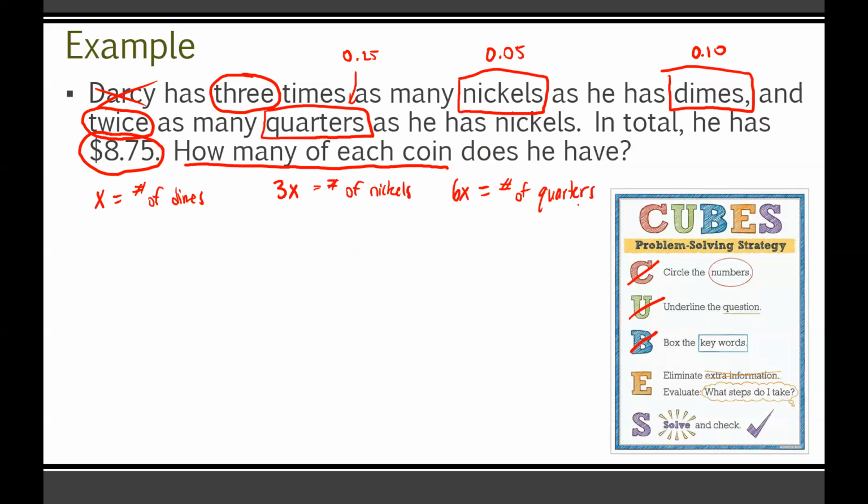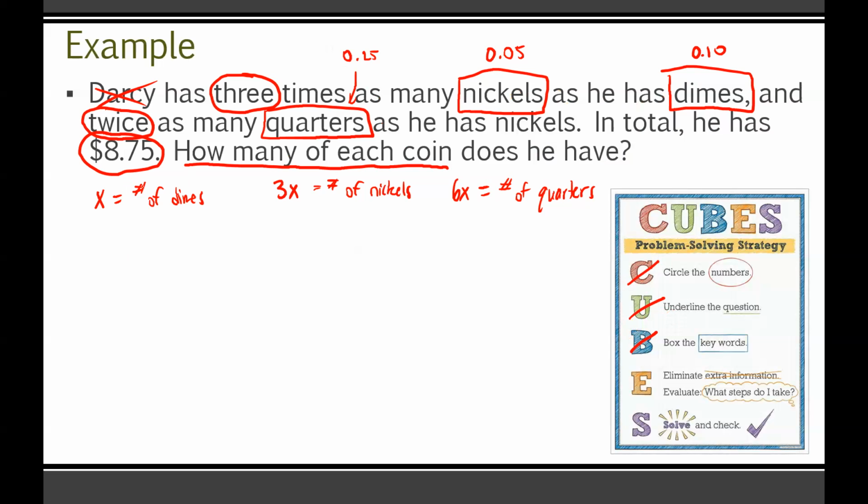Okay, so now we're getting somewhere here, right? You can see why E is such a strong step here. It's really just getting us started doing all this other stuff. So if x is the number of dimes and 3x is the number of nickels and 6x is the number of quarters, how about we now try to connect this with the value of each of these coins? Because we know nickels, dimes, and quarters here, those are important contexts to have.